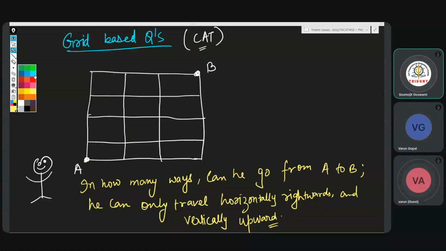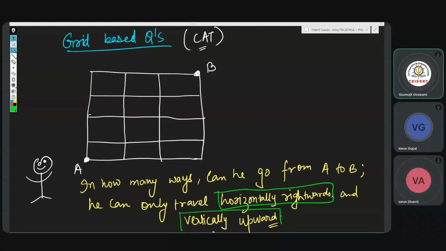Just understand this. I'll give you the theory, and the theory is so simple. You'll understand it in 2 seconds. There is a person at position A. From A to B, he has to go, only traveling horizontally rightwards and vertically upwards. That means I can go from here to here, then from here to there, and this is allowed. What is not allowed is going this way and then coming back. Leftward is not allowed. How many such possibilities are there?